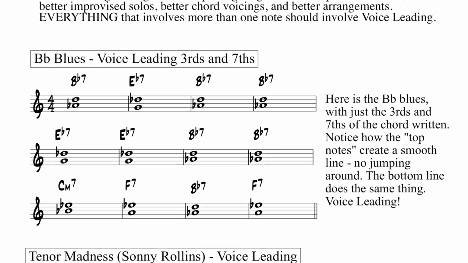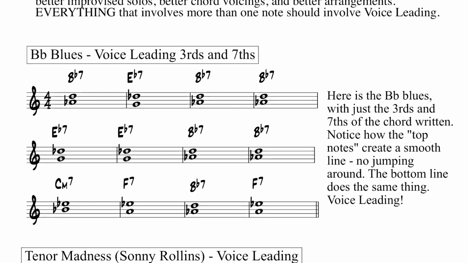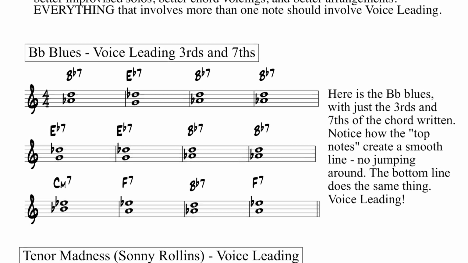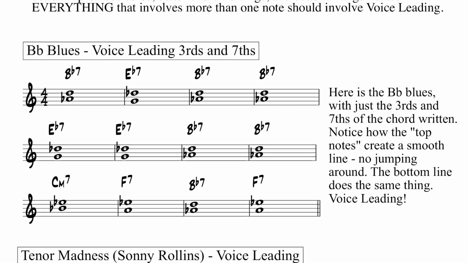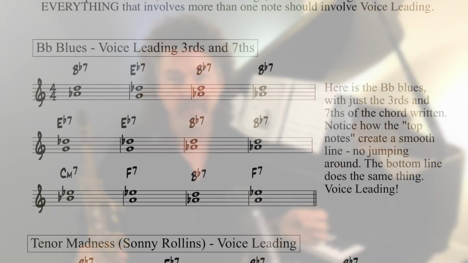Now here's what I did. You can see that I have the third on top of the first measure, B-flat 7. In the second measure of the blues, I put the D-flat. I flipped it around so that the seventh is on the top, the third is on the bottom. That is called voice leading. So I tell you what, let me play it first and we can talk about it later.